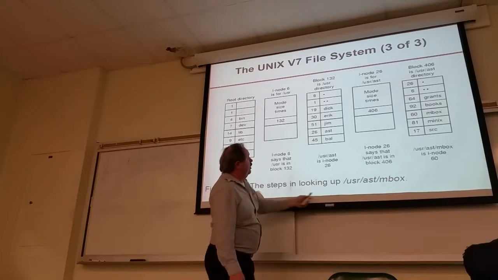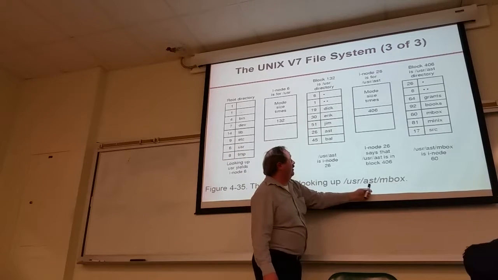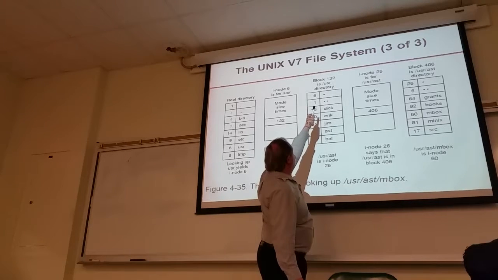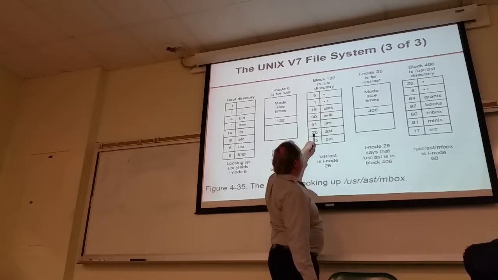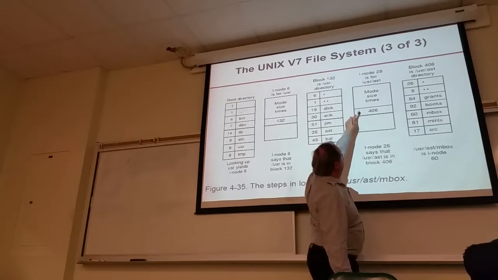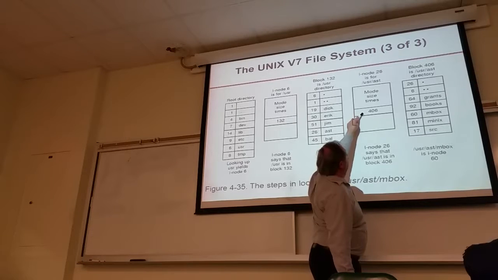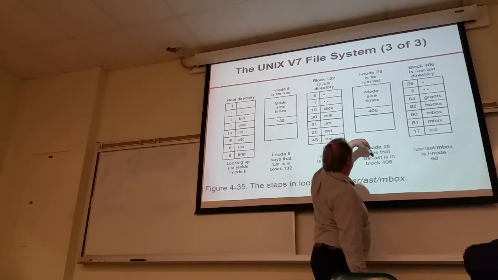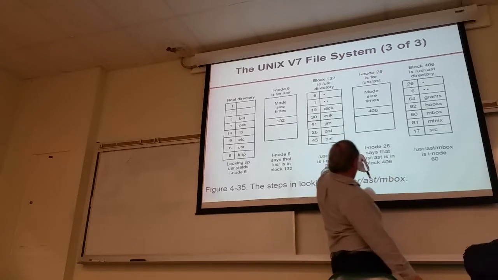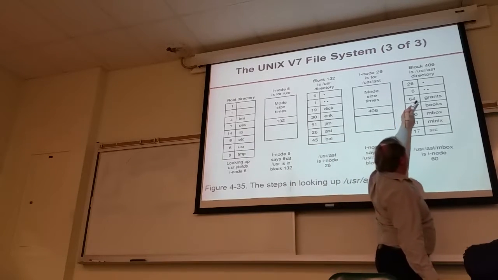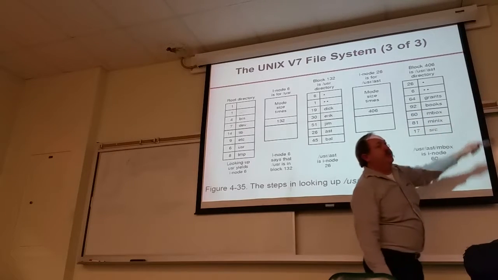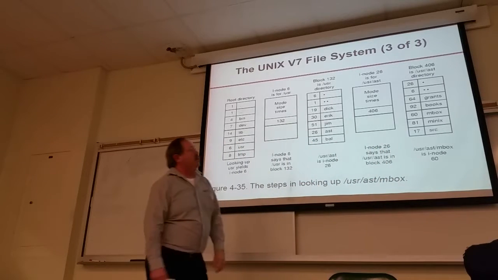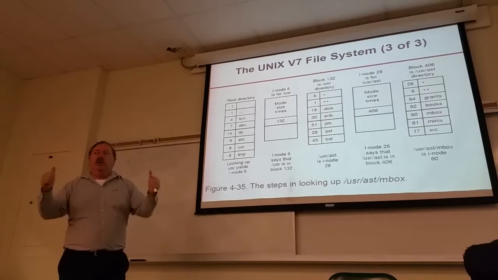Okay? And then, if I still need to traverse this path, I need to go to AST. I go inside of slash user, which is in block 132. I find AST. There's a file name, AST, and I have inode number 26. So I go grab inode number 26, and there is the block number for the first block, 406. So that's AST. I still need to get to inbox, so I go find inbox, and it is inode 60. So I just go to inode 60, and it has the address for first block in inbox. I am there.